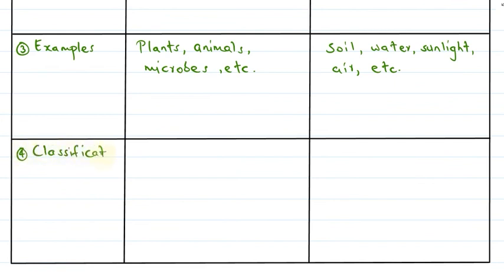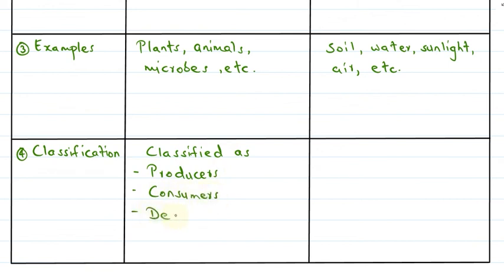classification. The living component, or the biotic component, can be classified as producers, then consumers, then decomposers.